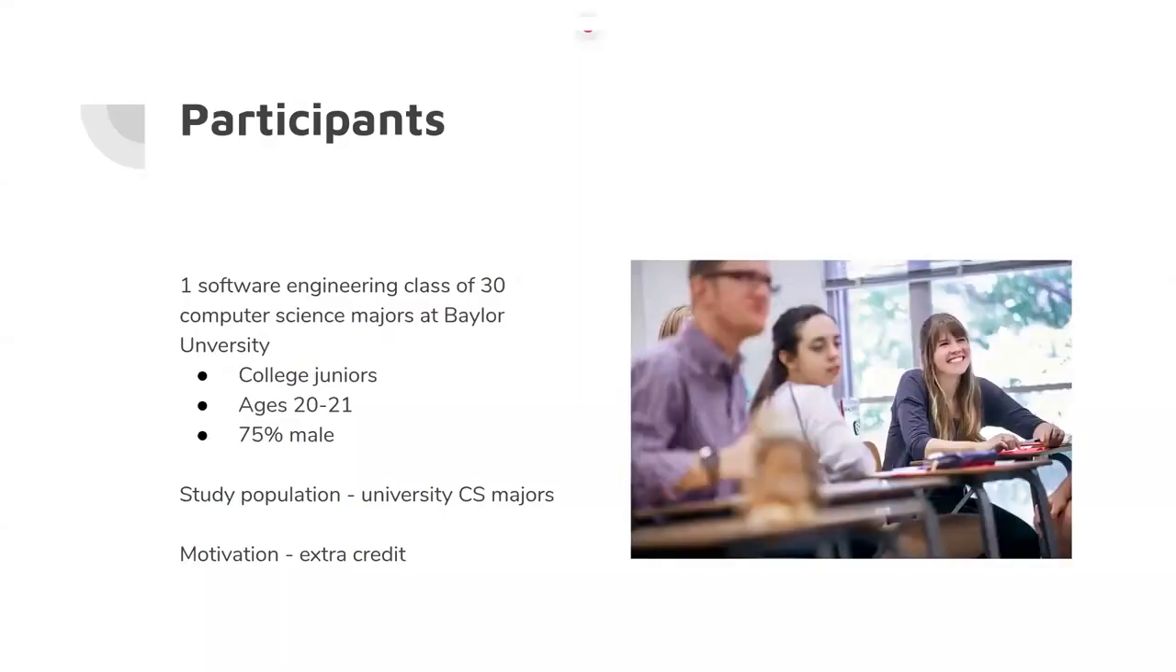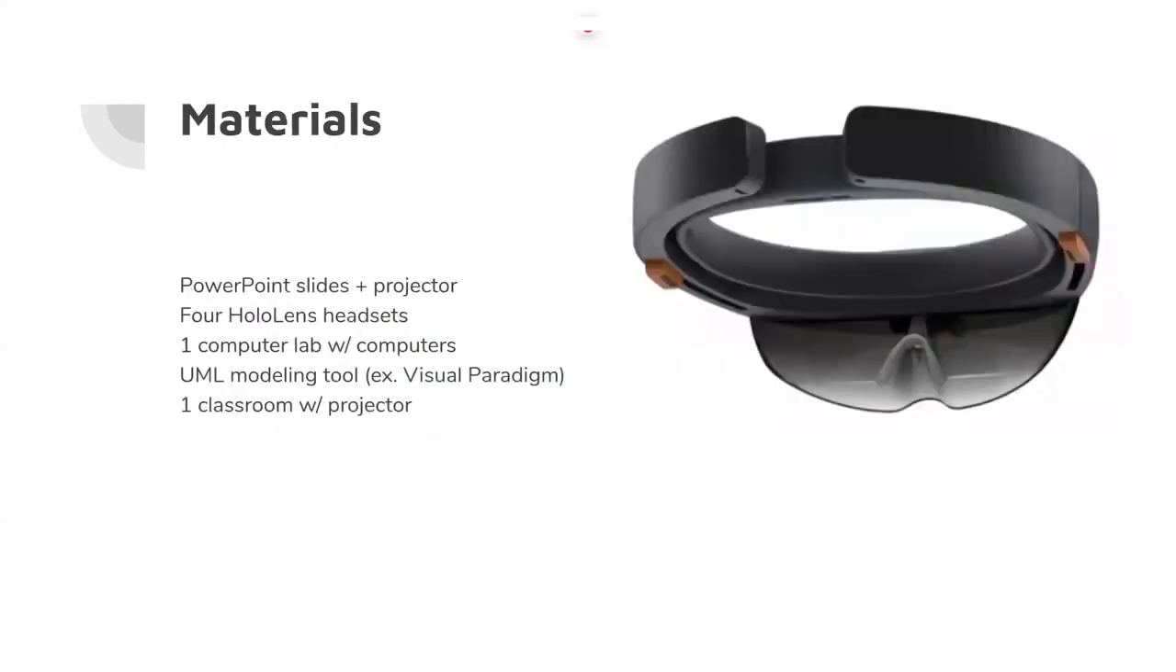So let's talk through a little bit of the methodology that we used for our experimentation for this service. We decided that we would take an undergraduate software engineering class at Baylor. This would be comprised largely of college juniors, ages 20 to 21. We estimated very conservatively about 75% male. That, of course, could be greater. But our larger study population is university computer science majors. We decided that a good motivation would be extra credit. Hint, hint, nudge, nudge, any other computer science professors who want to have their classes do studies.